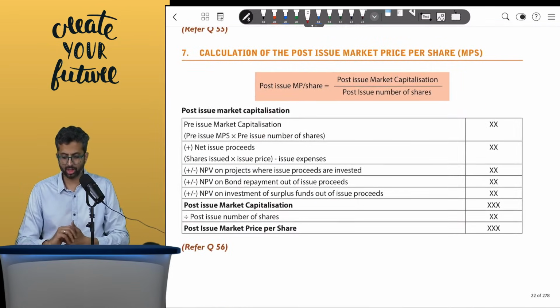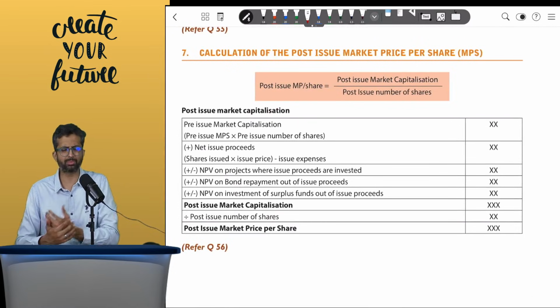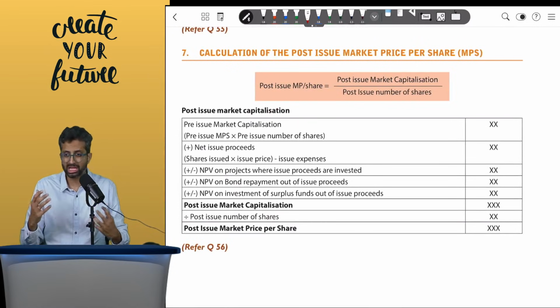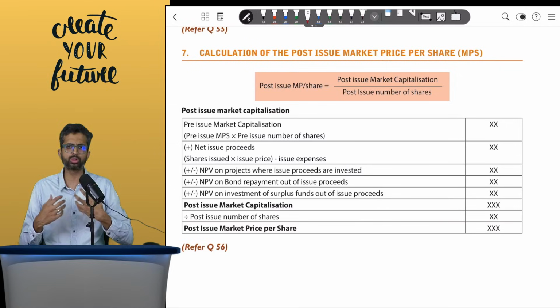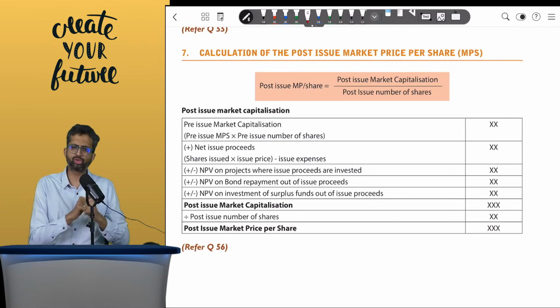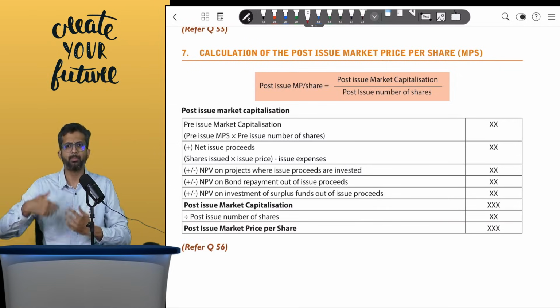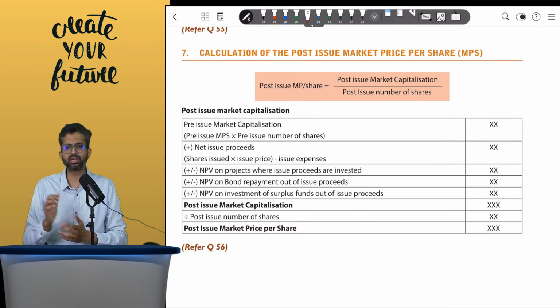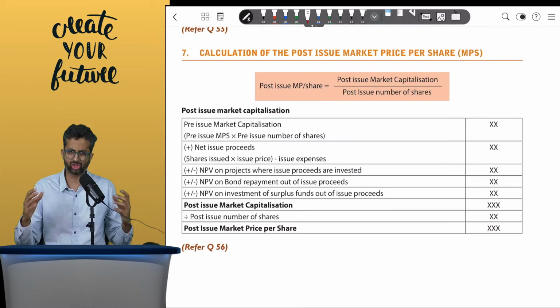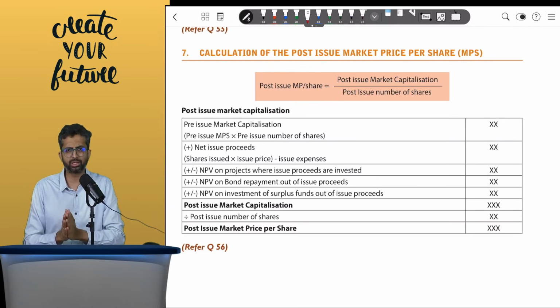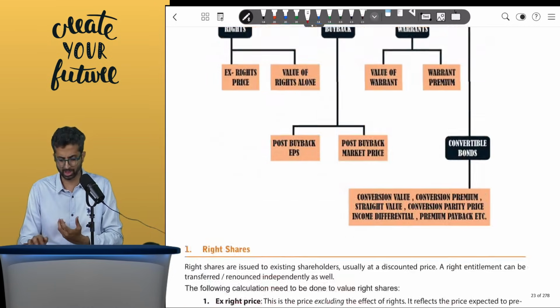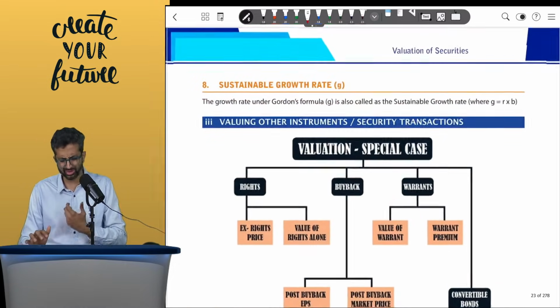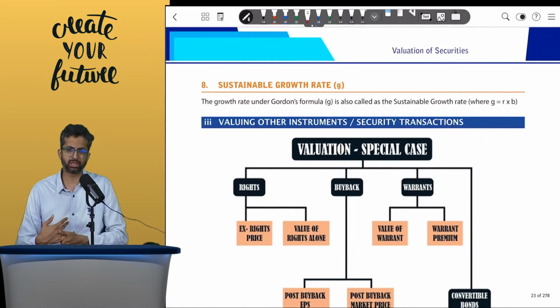Okay, so calculation of post issue market price, sometimes it is calculated if there are new issues. You will consider the impact of the new issues: the pre-issue market cap plus the issue proceeds plus, let us say, NPV on the project, divided by the post-issue number of shares. This will give you probably the market price post a particular issue. Sustainable growth rate, or G, is nothing but R into B.